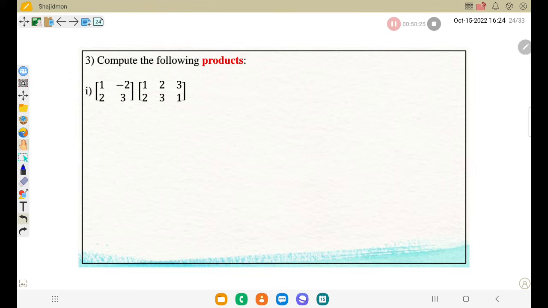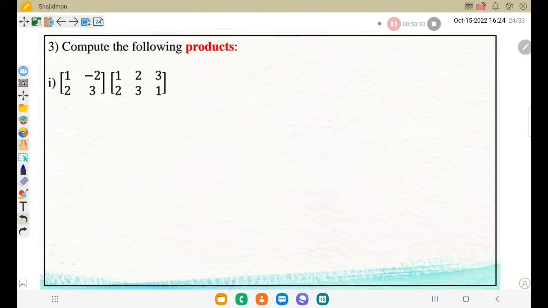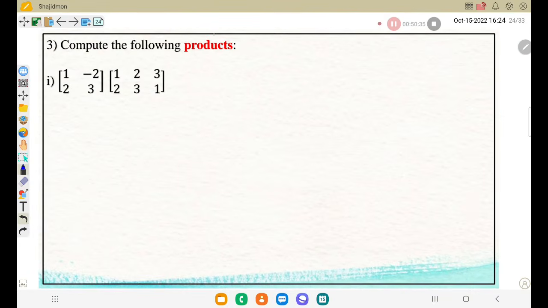Question number 3. Compute the following products. Product means multiply. We need to multiply these two matrices. So this is the A matrix, this is the B matrix. Correct? Now, first we check whether multiplication is possible or not.